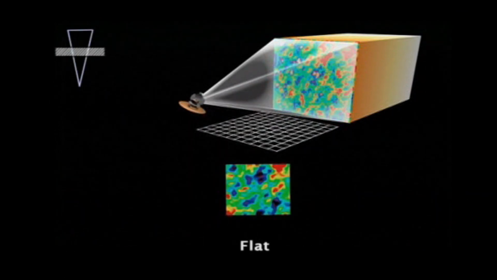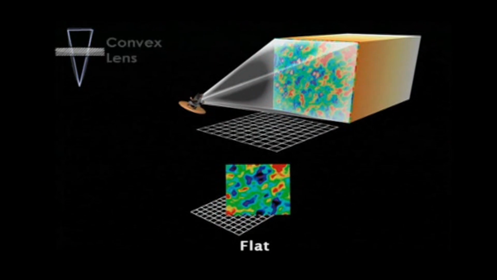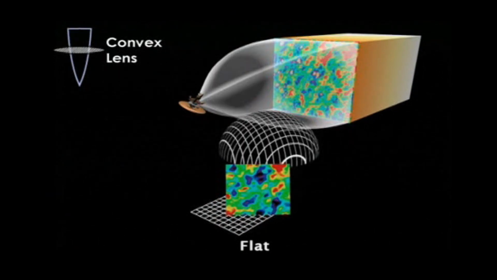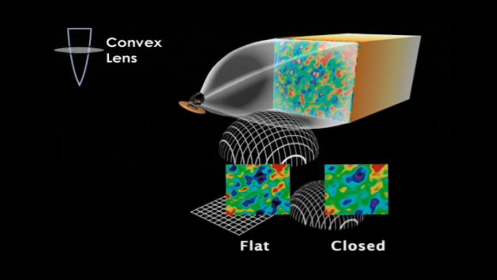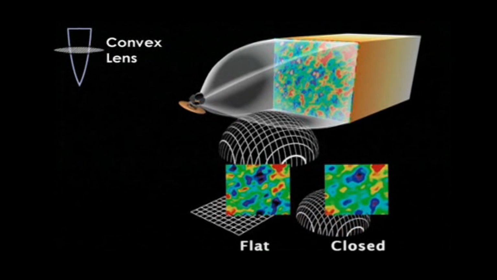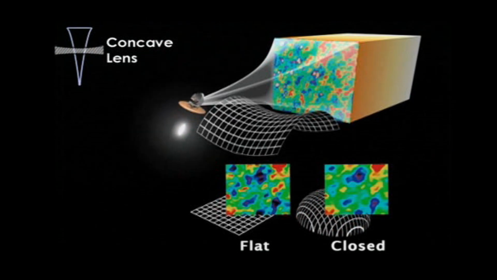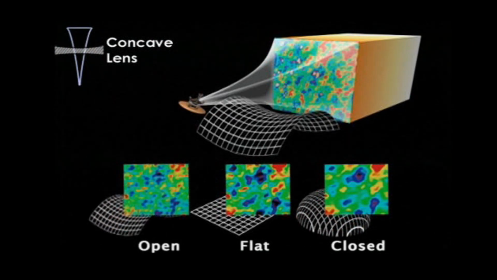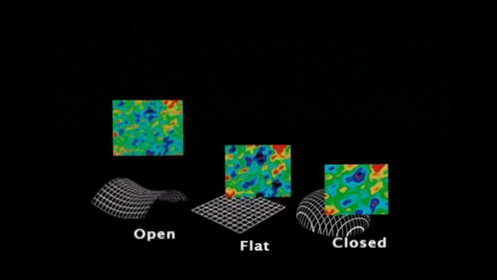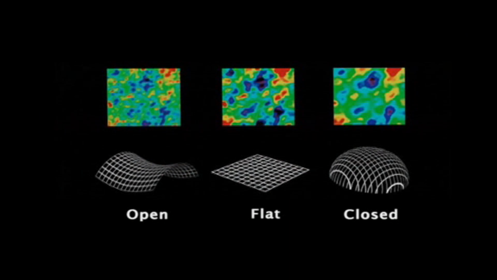With zero curvature in the middle, the rays don't bend and there is no magnification or demagnification. While a closed universe acts like a convex lens, it bends the rays but makes the patches look bigger. An open universe is like a concave lens. It bends the rays and makes the patches look smaller. So what do the data show? What are the real patch or wavelength sizes?